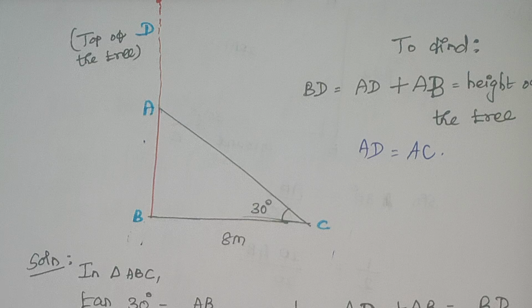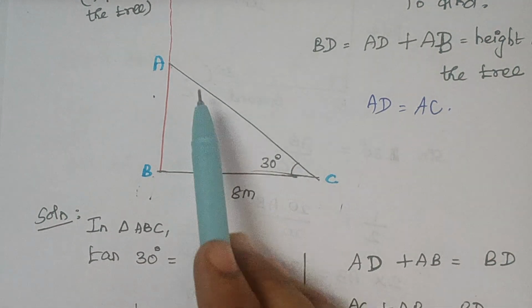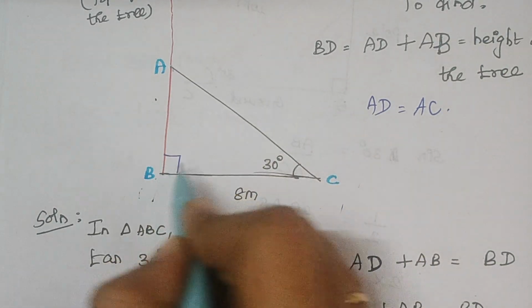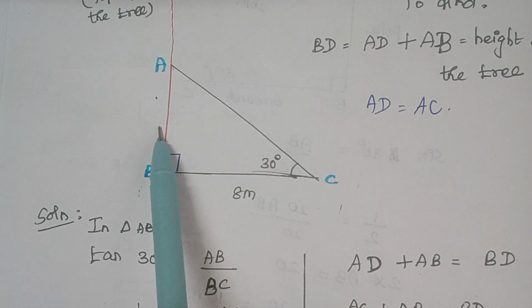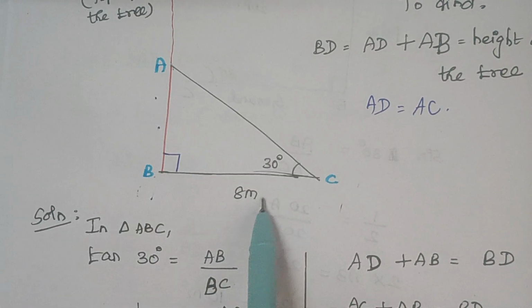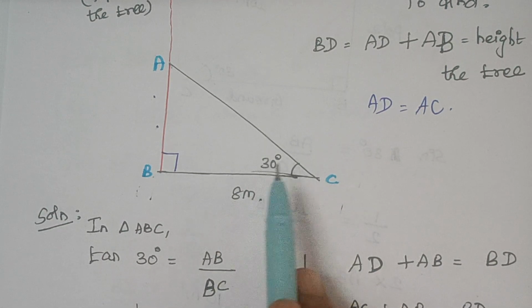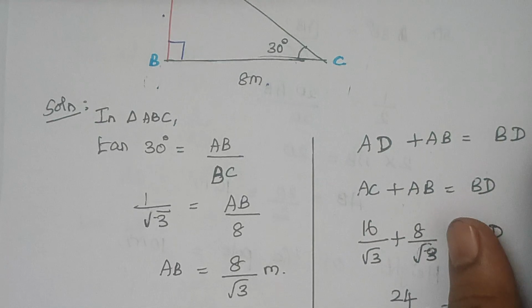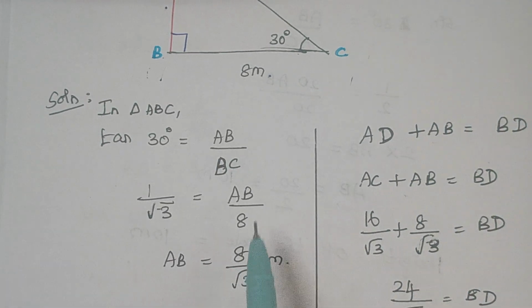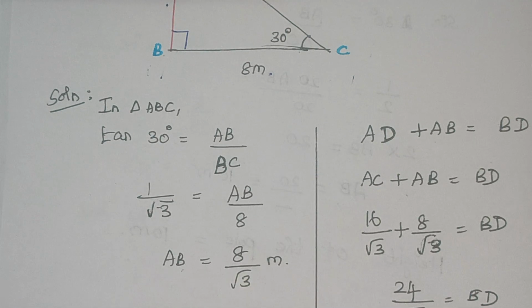So first we are considering the triangle. We are having only one triangle. Consider the triangle ABC. In ABC, we need to find this AB, but here we know only the value of the adjacent side. So here we are proceeding with tan 30 degrees. So tan 30 is equal to AB by BC. Just substitute the values, and once you cross multiply, the value of AB is 8 by root 3 meter.